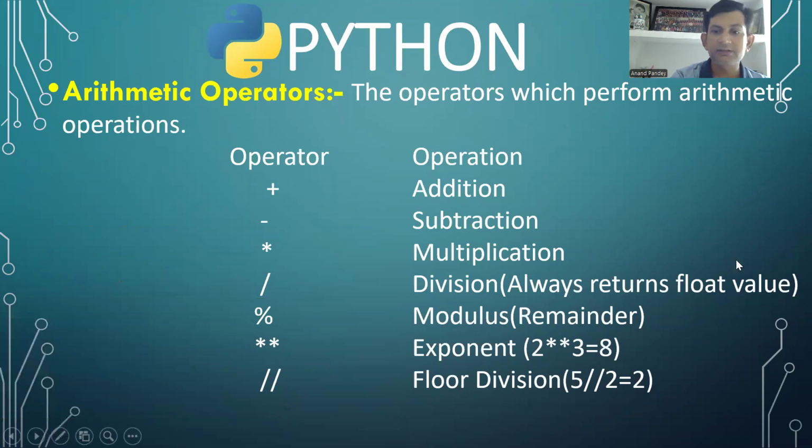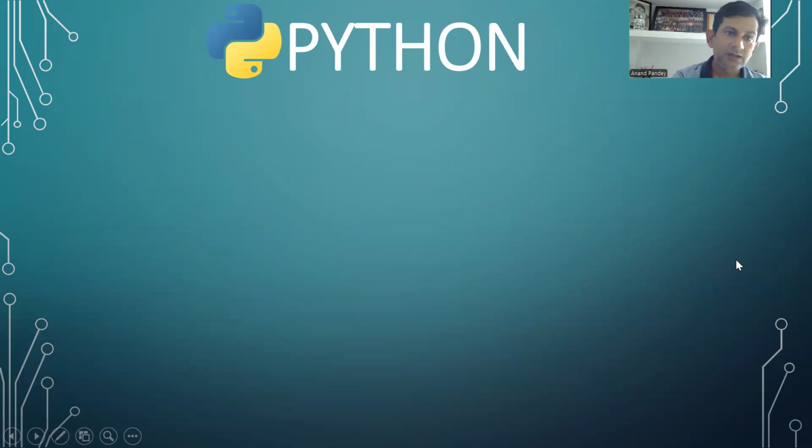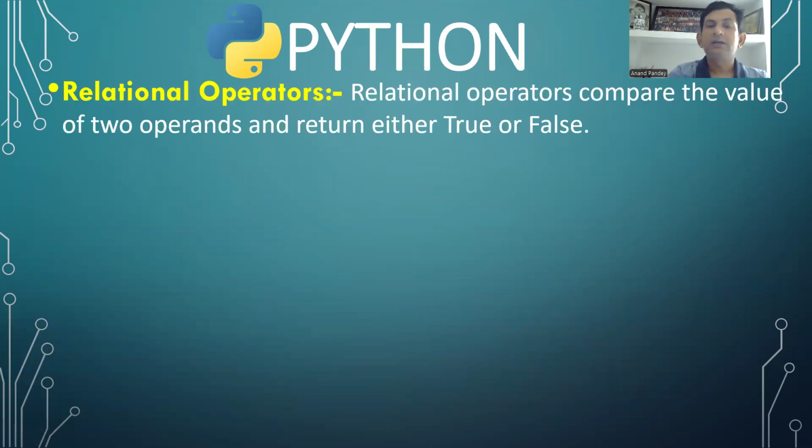Okay. Now the next operator is what? Relational operators. Relational operators compare the values of two operands and return either True or False. Look at the words True and False: T is in uppercase, F is also in uppercase. Just take care of all this. So let me show you what the relational operators in Python are.